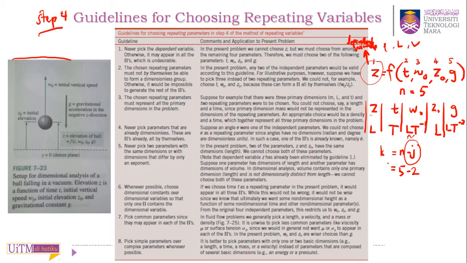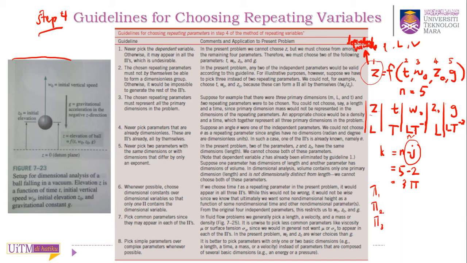Yes sir. So remember, j is the number of primary dimensions, not the parameters. 5 is the number of parameters. j is the number of primary dimensions. So 5 minus 2 is 3. You will expect to generate 3 pi's in order to solve this equation. So you will have pi 1, pi 2 and pi 3.